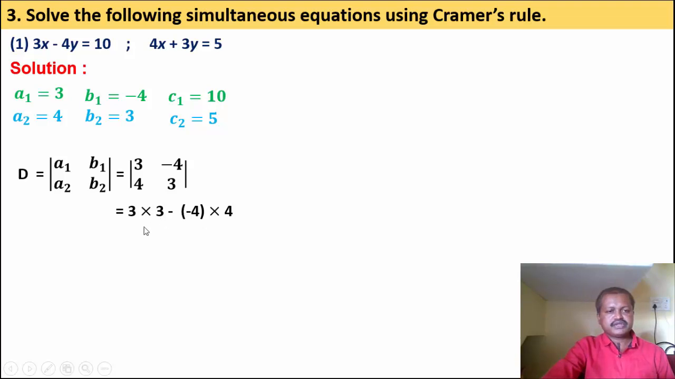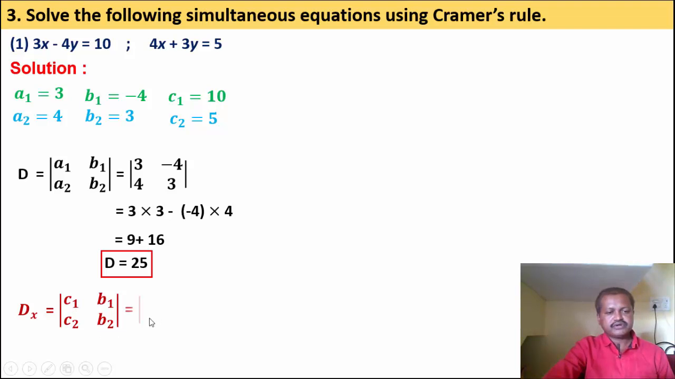Now 3 into 3 that is 9 and minus 4 into 4 that is minus 16, but here already minus sign, so minus minus becomes plus, so you get 9 plus 16, so it is 25. So here you get value of D, it is 25. Now we calculate value here Dx. We calculate value of Dx as C1 B1 C2 B2.